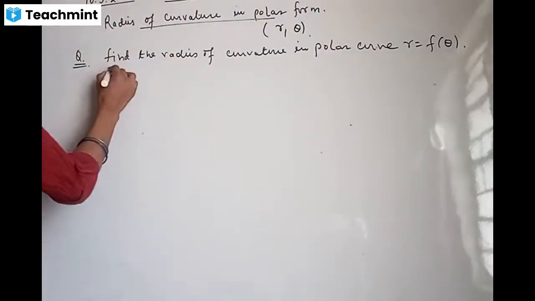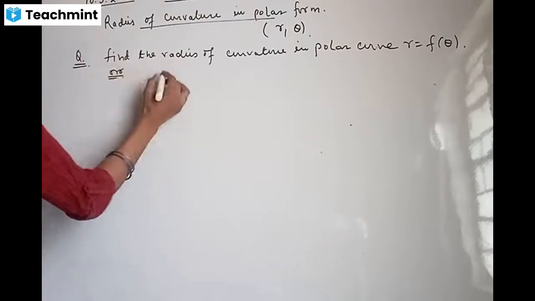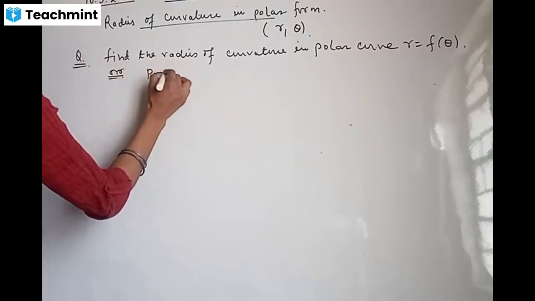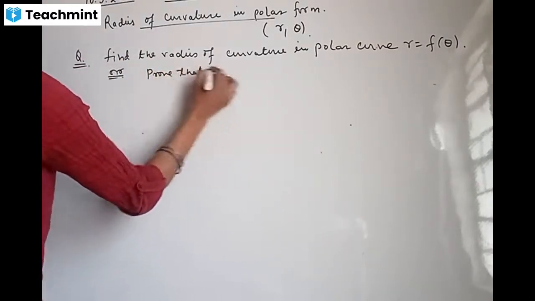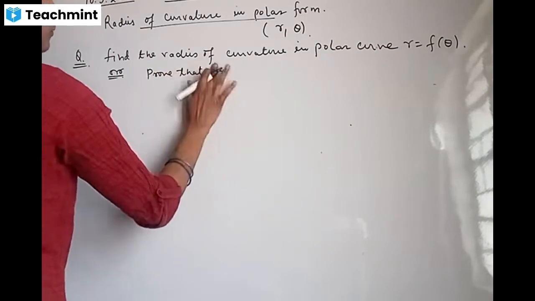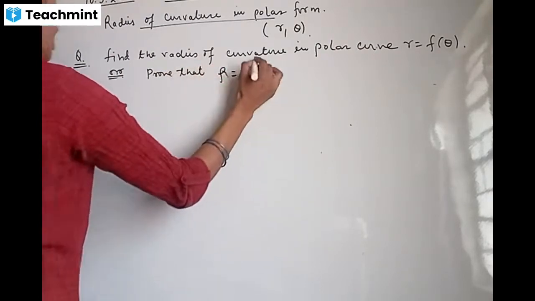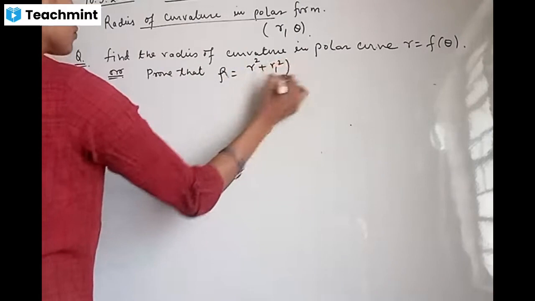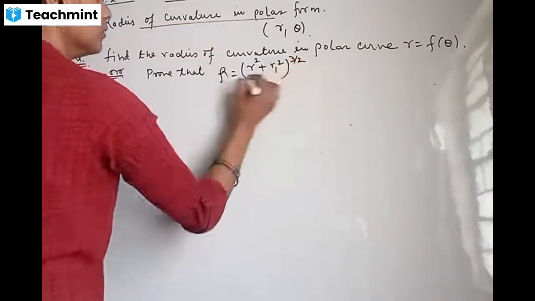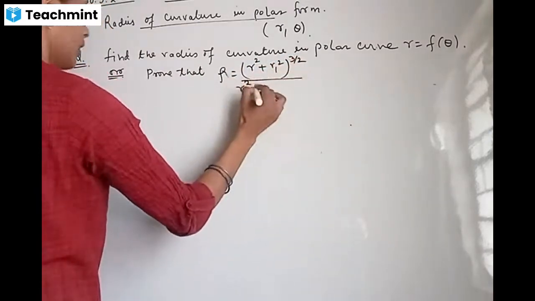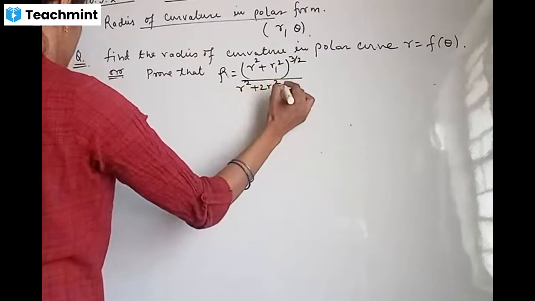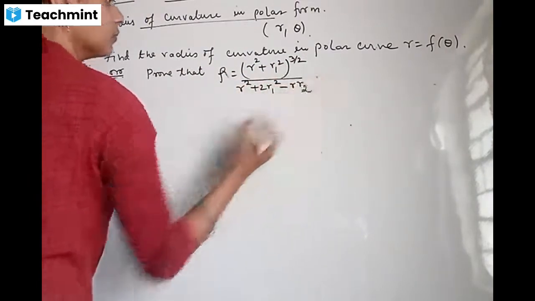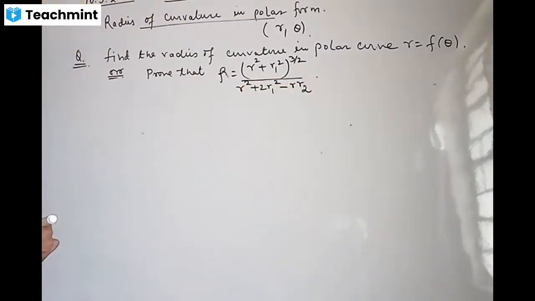Okay. And it can also come like this: prove that rho equal to (r square plus r1 square) whole 3 by 2 divided by (r square plus 2r1 square minus r r2). Okay. So is it clear now, girls? Girls, do reply.